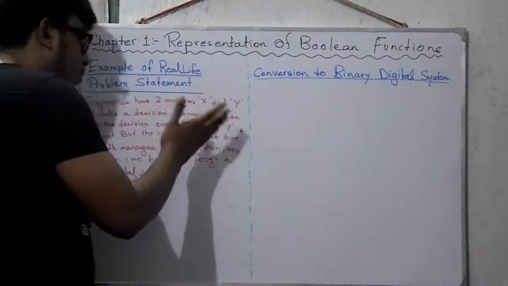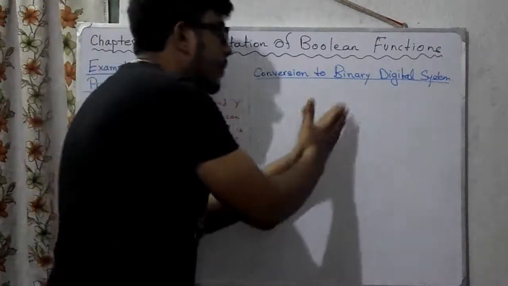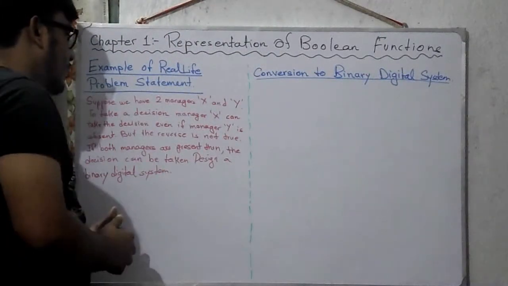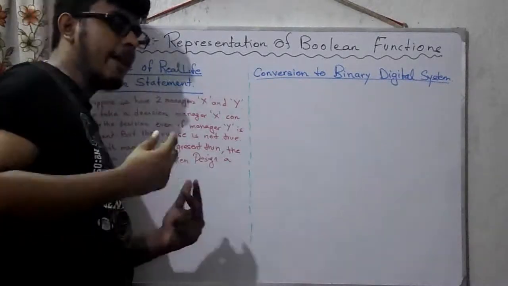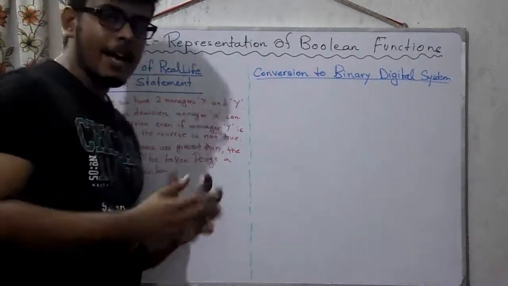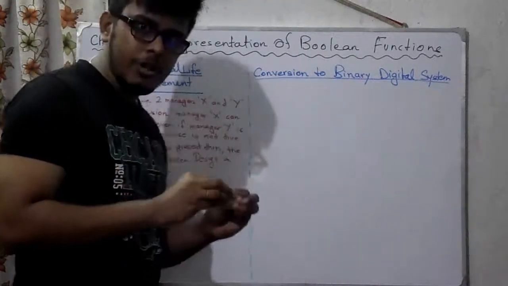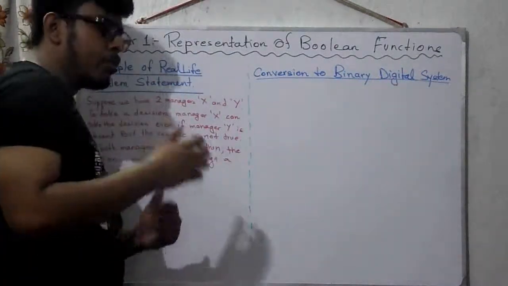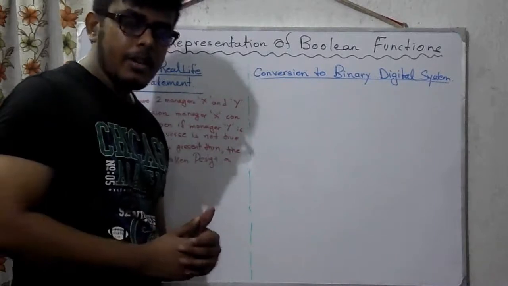If you see the problem statement of a real life problem, which we have to convert into a binary digital system, then in simple words, we have two managers whose names are say X and Y. And those two managers are given powers to take up decisions. Now, there are some rules by which they have to take the decisions.